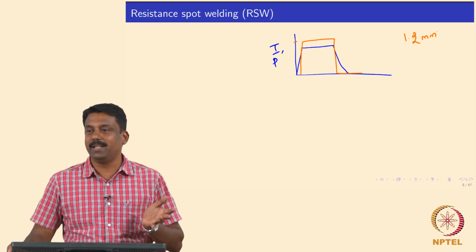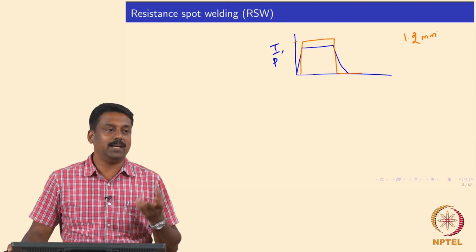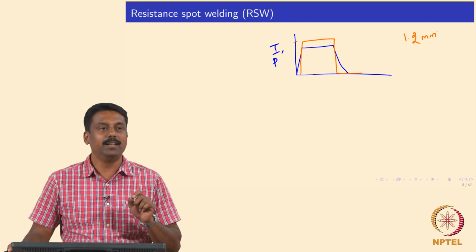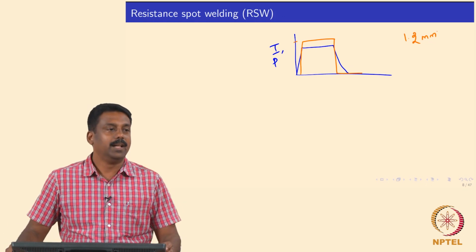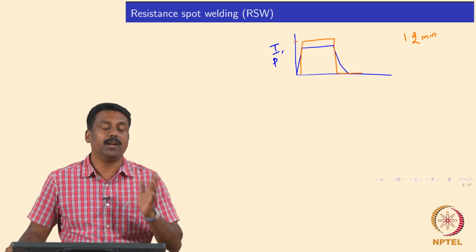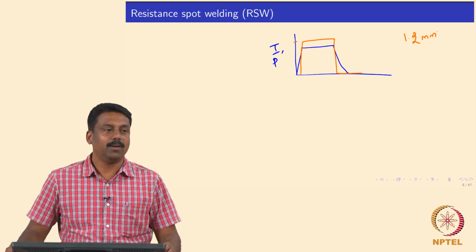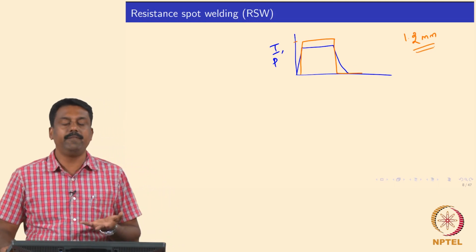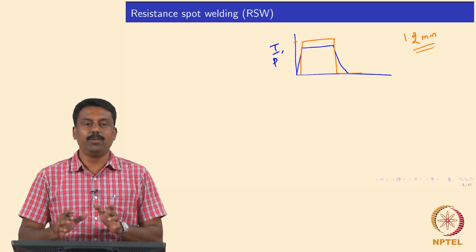For 1.2 mm thick steel, we use about 4 to 8 kiloamperes based on the weld nugget size we want. The load would be somewhere around a few kilonewtons, 3 or 4 kilonewtons, depends. So, that is the typical current and load we use, and this is a very simple thermal cycle. So, this will do a job for us.